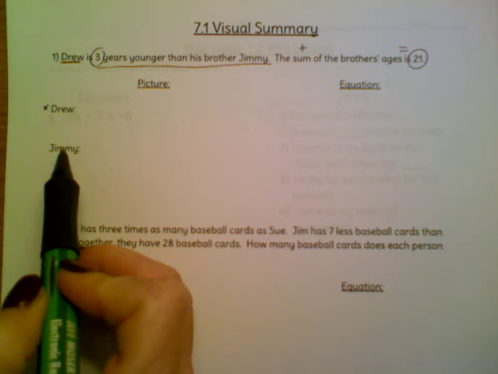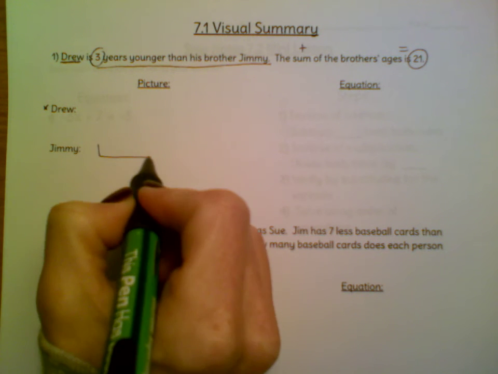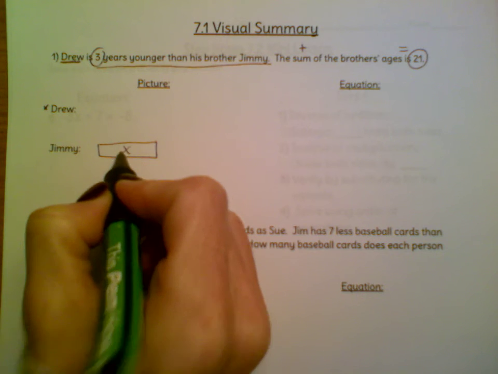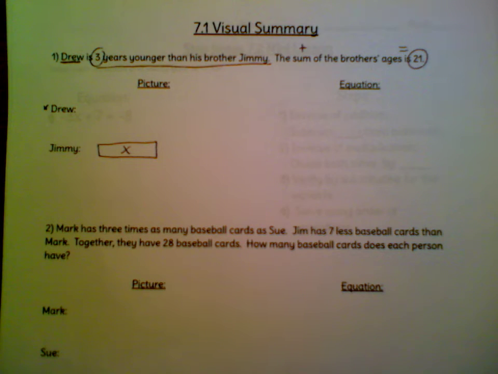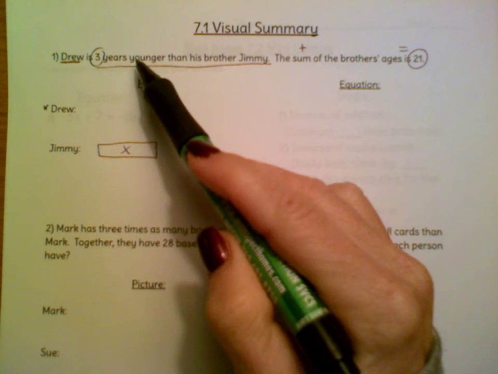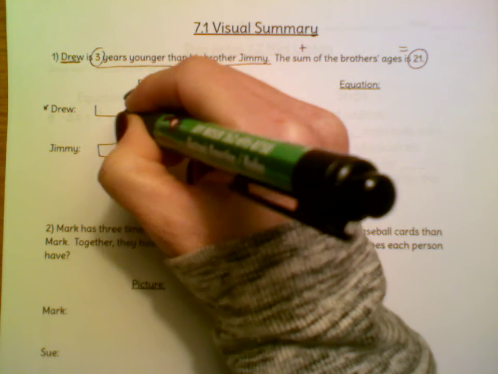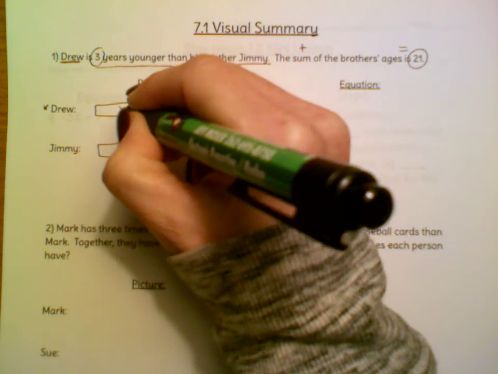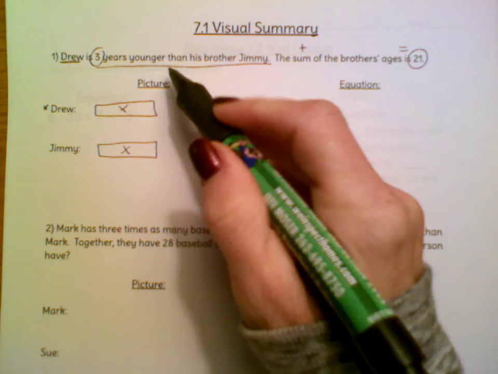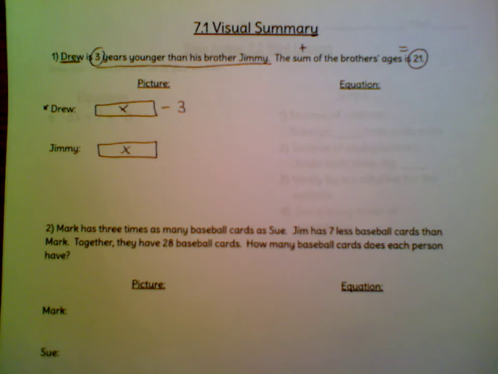Whichever one I did not give you any information about, the one that doesn't have the check, that's what I'm going to use to be my x. So there's my variable. Jimmy is going to be x. Now I go back up here. Drew is 3 years younger than Jimmy. So Drew is what Jimmy is, he's x, but then he's 3 years younger, so it's also a minus 3.